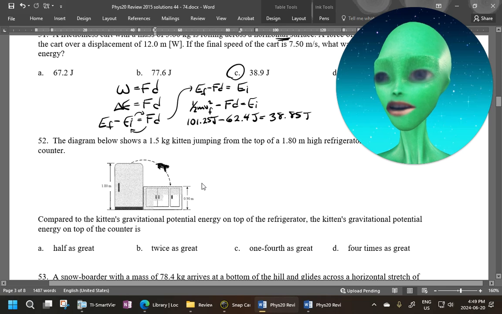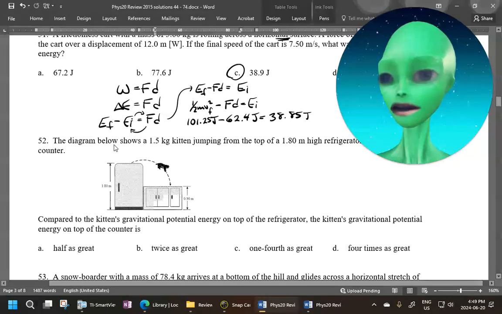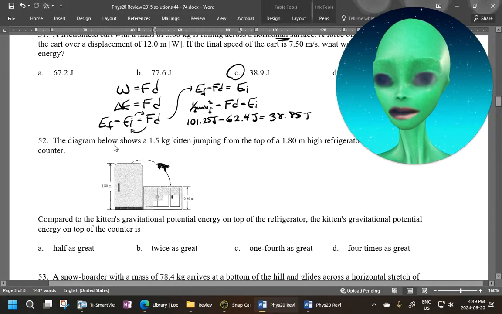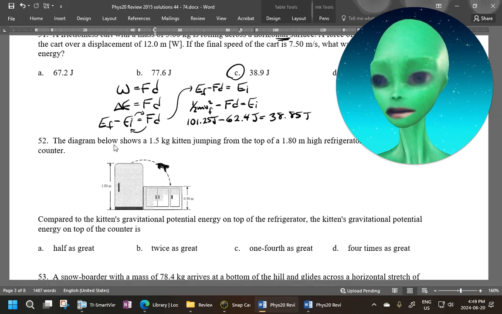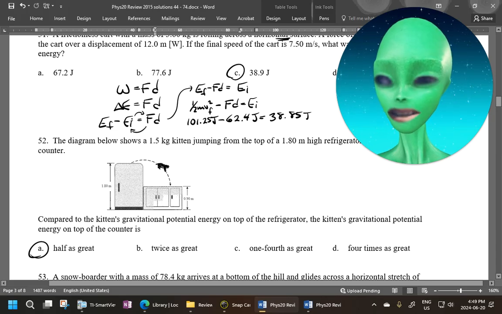Okay, so in the diagram, we've got a kitten jumping from the top of a 1.8 meter refrigerator to a 0.9 high counter. Compared to the kitten's gravitational potential energy on the top, oh, it's half the distance. It's half as great. Yeah, because it's half the distance. Yeah, that's weird. Well, I could just do this.